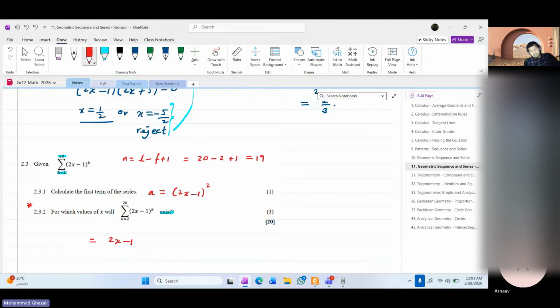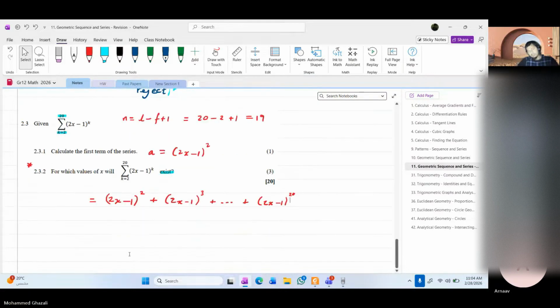So I will say this is 2x minus 1 squared plus 2x minus 1 cubed plus dot dot dot, right up to 2x minus 1 to the power 20. All right. So this is my expansion. If I try to find the common ratio here, I need to check something. If I work out the common ratio, what will I get? If I try to work out r, it's just 2x minus 1 cubed divided by 2x minus 1 squared. So that is just 2x minus 1.